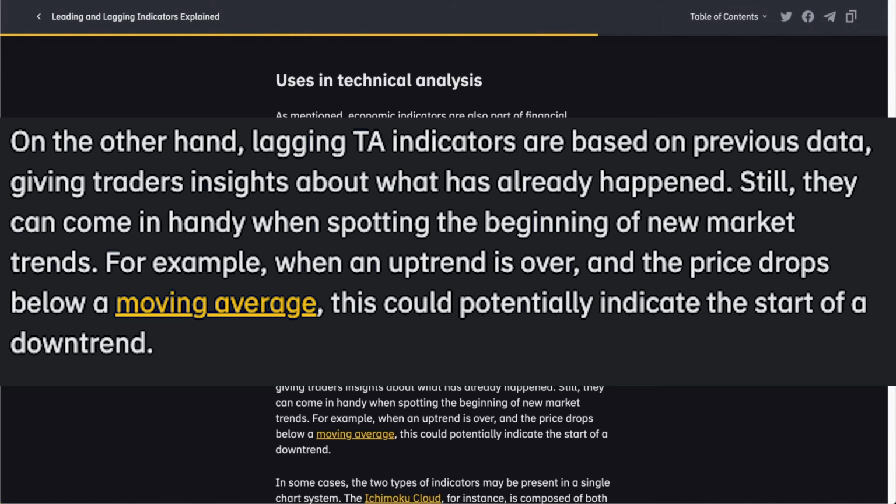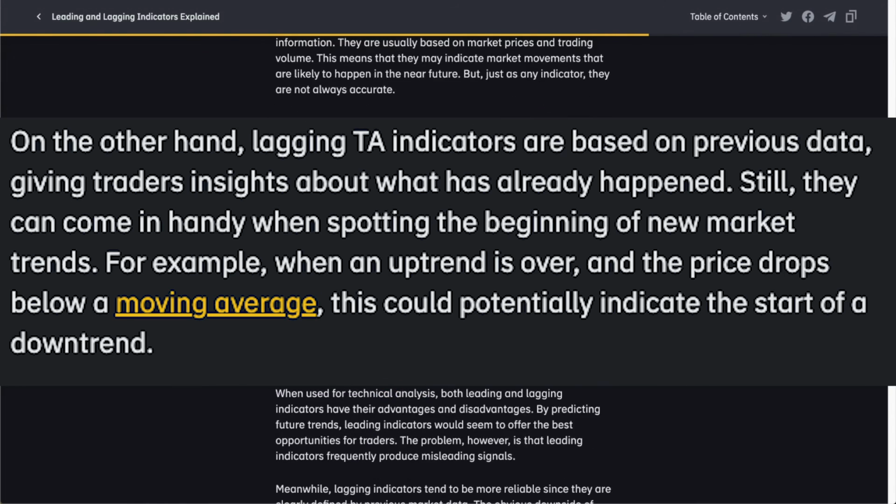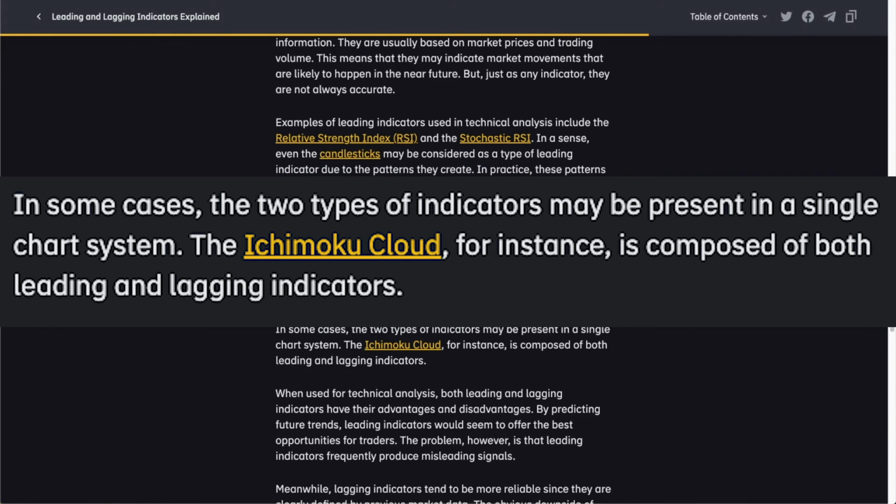On the other hand, lagging TA indicators are based on previous data, giving traders insights about what has already happened. Still, they can come in handy when spotting the beginning of a new market trend. For example, when an uptrend is over and the price drops below a moving average, this could potentially indicate the start of a downtrend. In some cases, the two types of indicators may be present in a single chart system. The Ichimoku cloud, for example, is composed of both leading and lagging indicators.